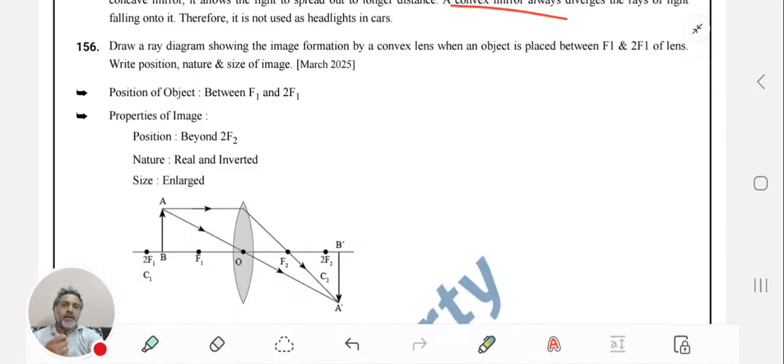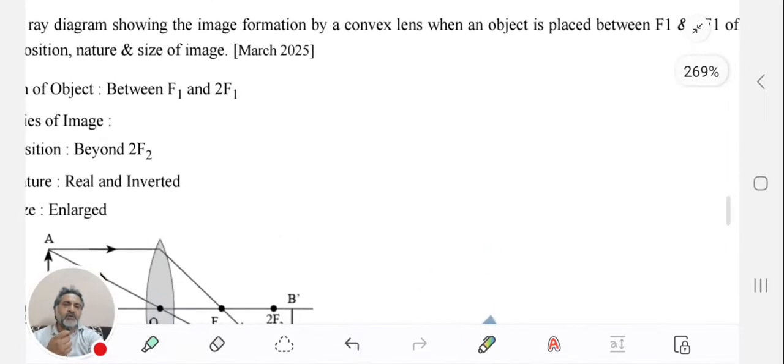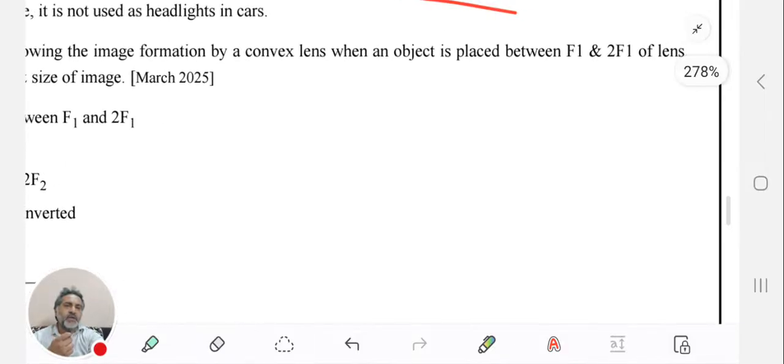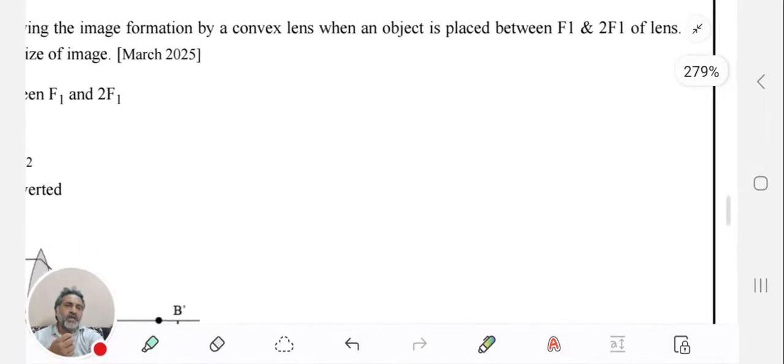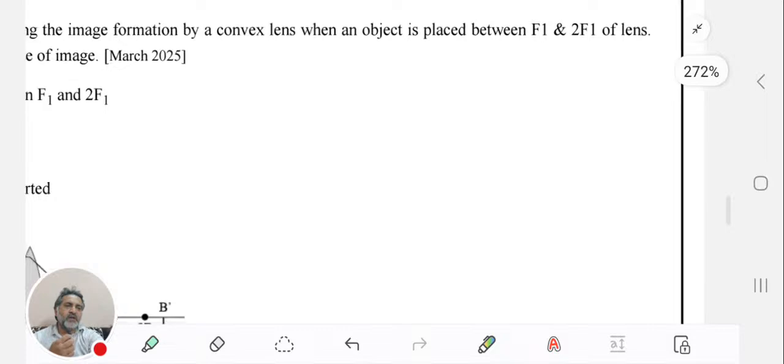Question 156. Draw a ray diagram showing the image formation by a convex lens when an object is placed between F1 and twice F1 of the lens.